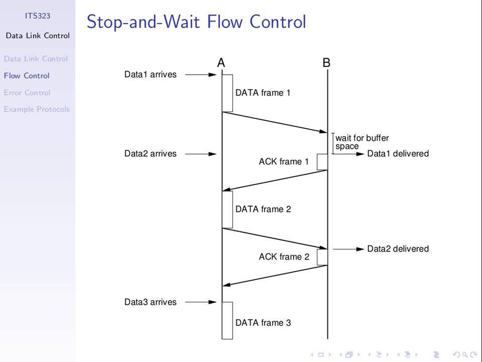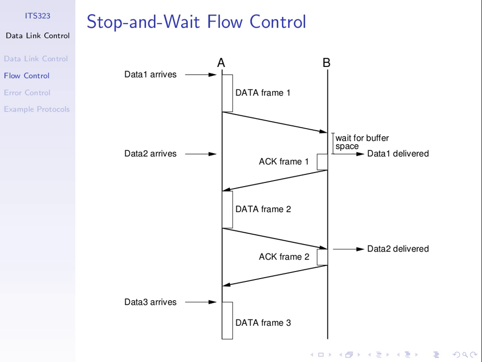Although it's got data to send to B, A is not doing anything. It transmitted a frame, now it's just doing nothing. It's not allowed to send the second frame because it hasn't yet received an ACK for the previous frame. When it does receive the next ACK, then it can send the second frame containing this data.